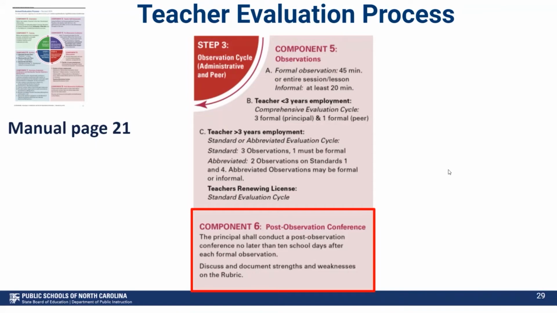For component 6 in step 3, you're going to conduct those post-observation conferences with the teachers and support staff. That must be conducted no later than 10 school days after each formal observation. If it's been longer than 10 days, we do recommend that you redo the observation so that when you have that post-observation conference, it makes sense, it connects, and it's not too far out from when you did the observation. You're going to be discussing and documenting any strengths and weaknesses on that teacher rubric.